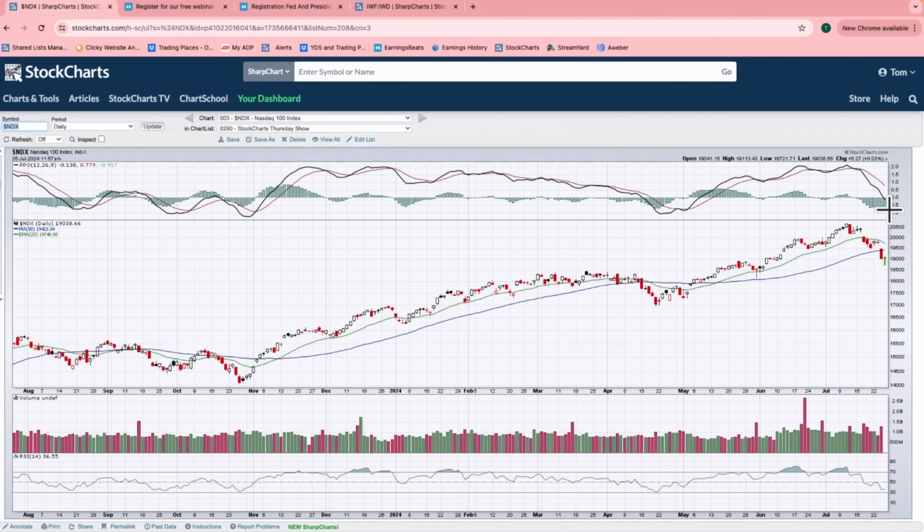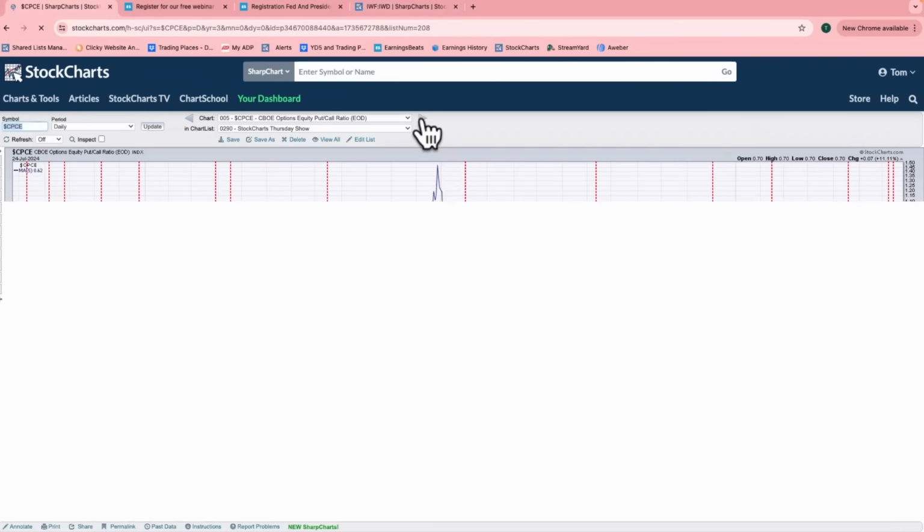Also check out that PPO, which is right down near the center line, and the weekly RSI, just below 40. A lot of times 40 provides support. So here are some clear areas to at least be thinking about.